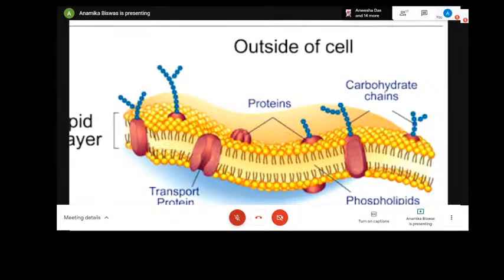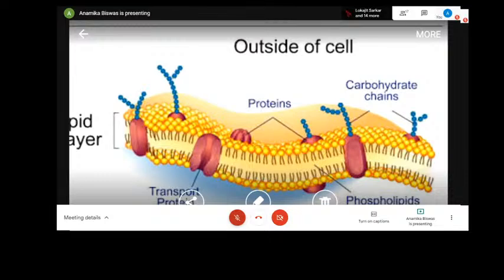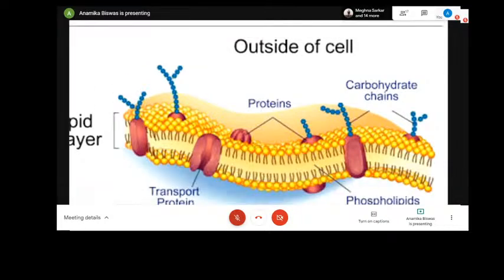Next is passive transport. Passive transport is the mode of movement of molecules or substances across the membrane without any requirement of energy. Passive transport can occur by three ways. First is osmosis. Osmosis is the process by which water molecules pass through a membrane from a region of higher concentration to a lower concentration.